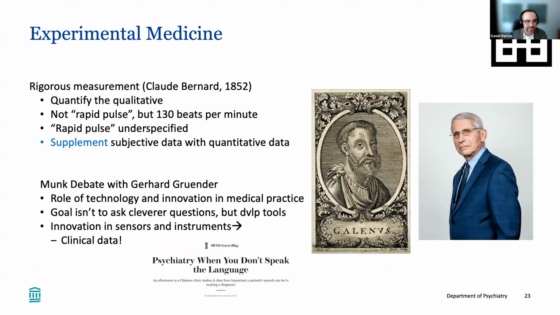And I started to think about how all of this could be measured. And I learned about this school of thought called experimental medicine. It started in the mid 1800s. Dr. Claude Bernard, a French physician, wrote this beautiful book, An Introduction to Experimental Medicine. And the goal here was to quantify everything possible, right? So measure everything that you can. Instead of rapid pulse, let's get it down to 130 beats per minute, because rapid pulse is underspecified. And this line of thinking eventually led to the design of the randomized double-blind clinical trial.